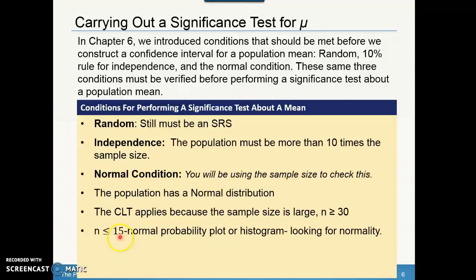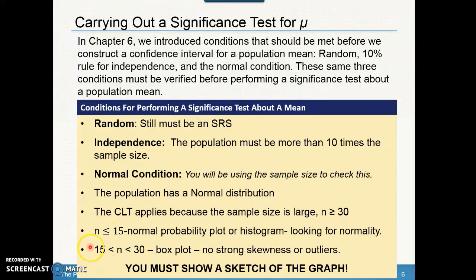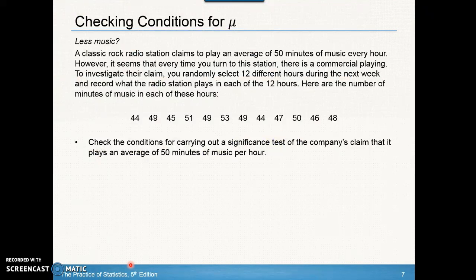If n is less than 15, you want to check a normal probability plot or a histogram. We're looking for normality, so you would state it's linear, therefore approximately normal. If it's between 15 and 30, you're going to look at a box and whisker plot, and make sure you state there's no strong skewness or outliers. That's because with a box plot we never prove it is approximately normally distributed. We can't say that. We can just say that it's symmetrical. Just make sure that if you're doing one of these two bottom questions, you show a sketch of the graph.